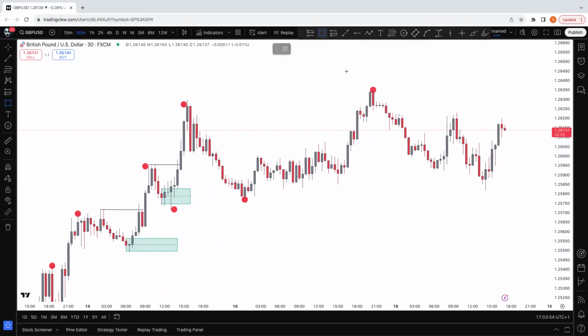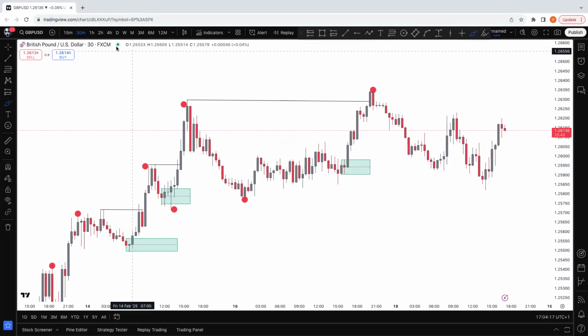Now also look at this zone. This is our last sell before the buys. Before these buys to the upside, it went ahead to break this structure right here. So we refer to this zone, this last bearish candle here, as our order block as well.